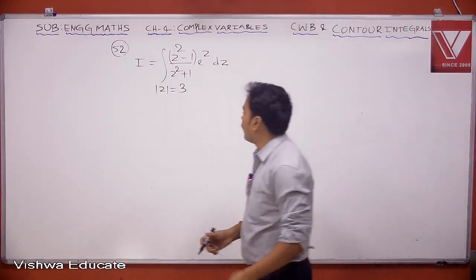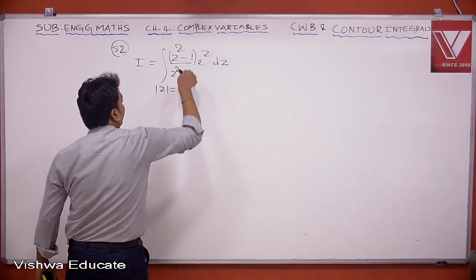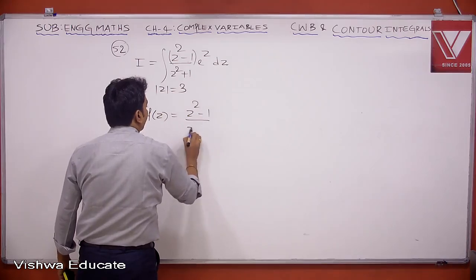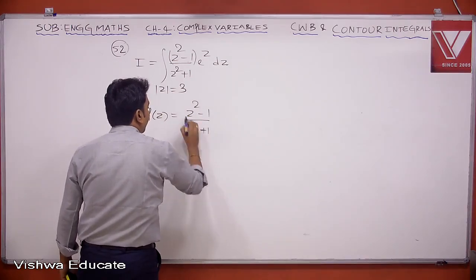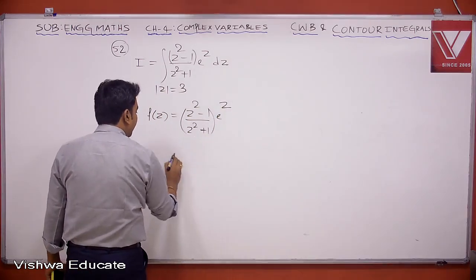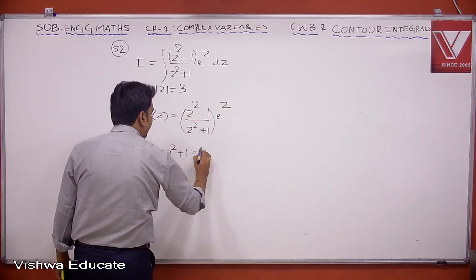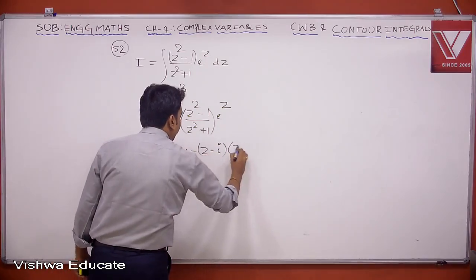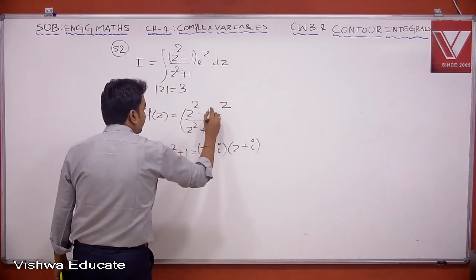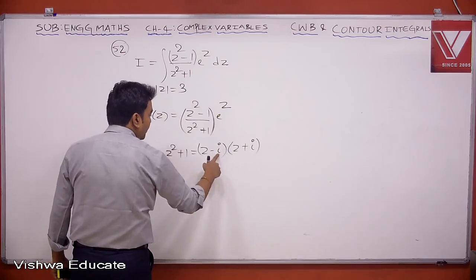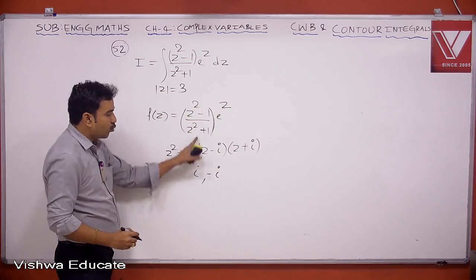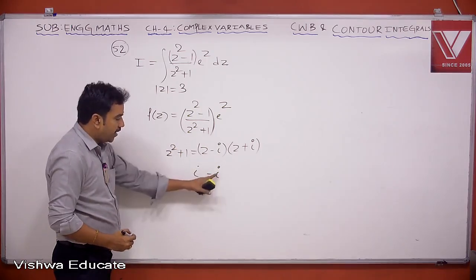Now what is my f of z? The total function is to be taken as f of z. So f of z is z square minus 1 by z square plus 1 into e power z. Now here the denominator is z square plus 1, which can be written as z minus i into z plus i. So this is analytic at all points except at i and minus i. So the singular points of this function are the roots of the denominator expression, i and minus i.